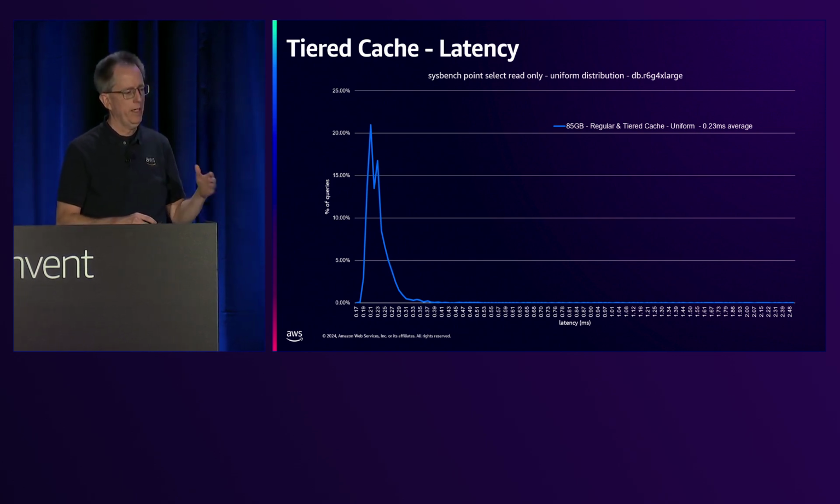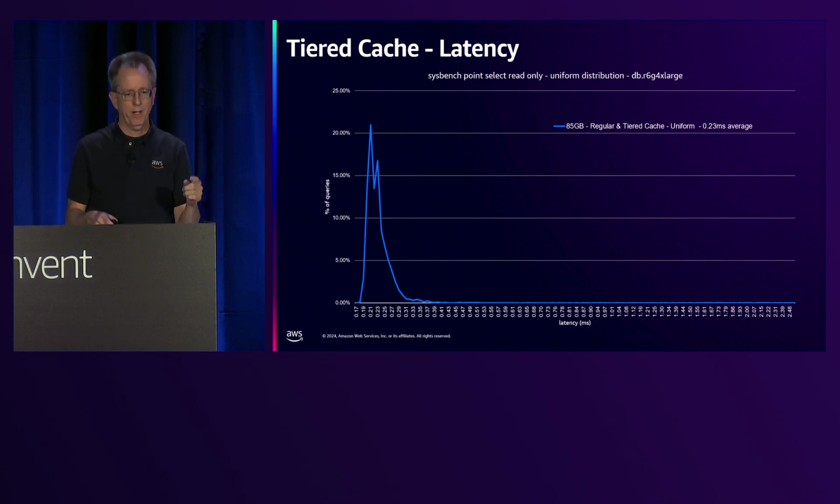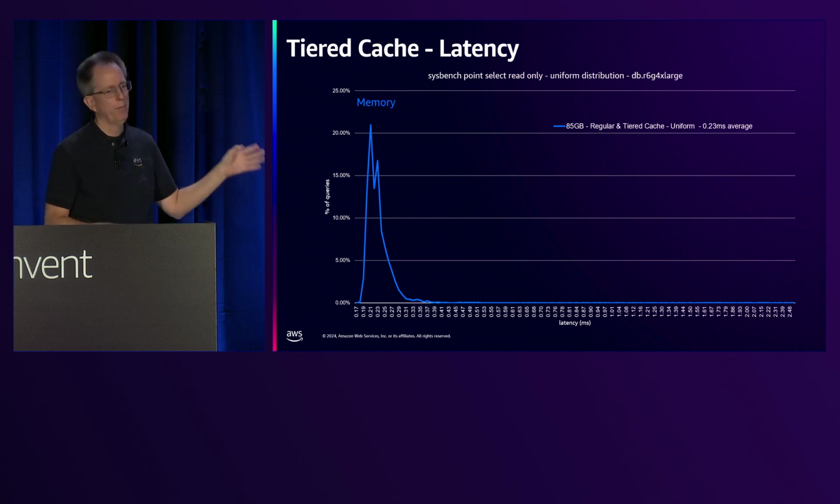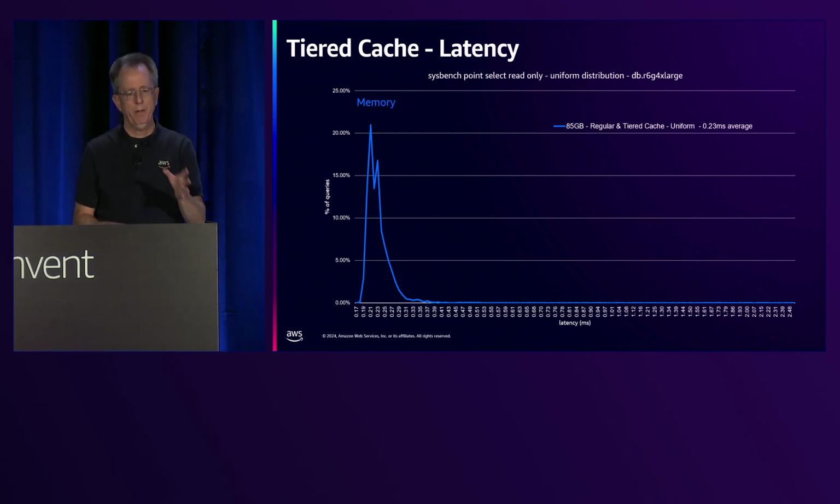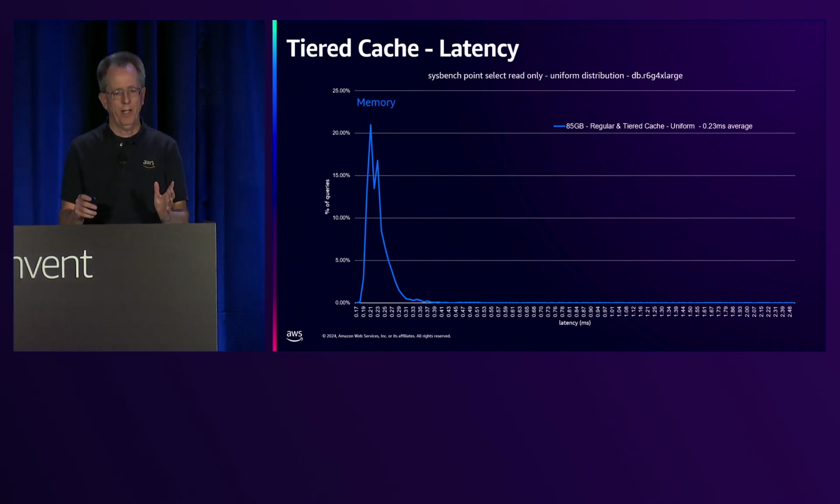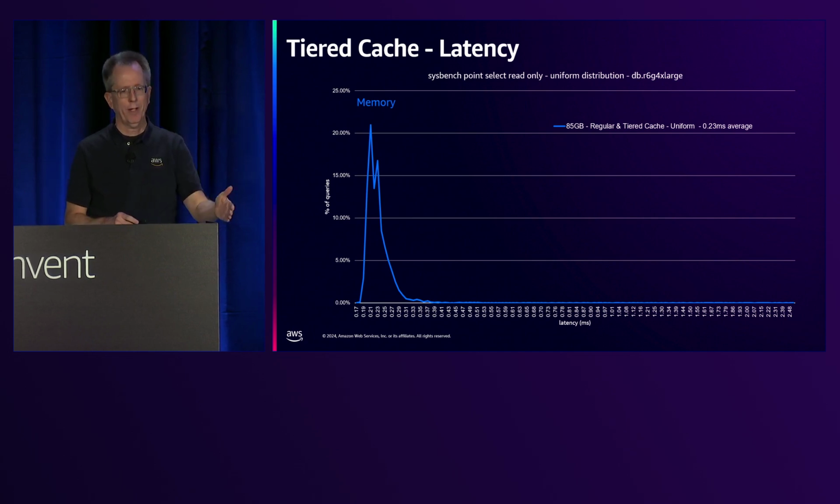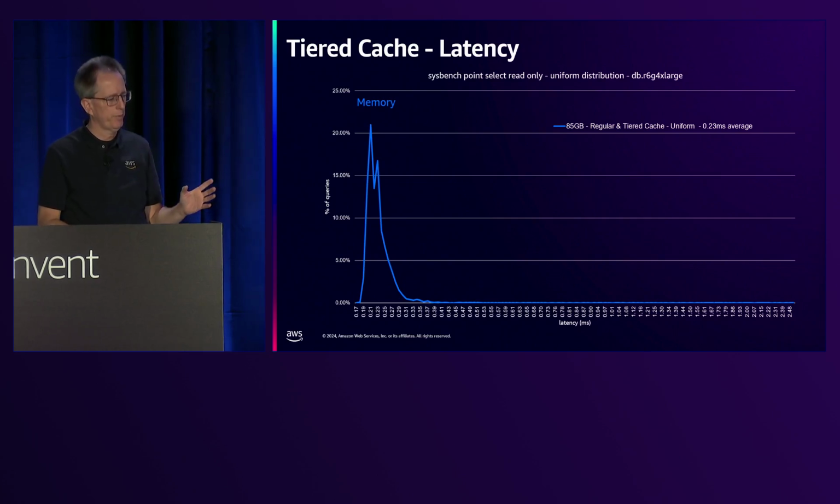And the workload is 85 gig to start with. That's the blue line. So the vertical axis is the number of blocks that are happening at each latency there. So that first blue line, that's memory, right? So we're in memory, and everything's good. Our latency is great. So whether you're running regular or a tiered cache at this point, it's all coming from memory. You wouldn't even notice, right? Latency is great, 0.23 milliseconds on average.